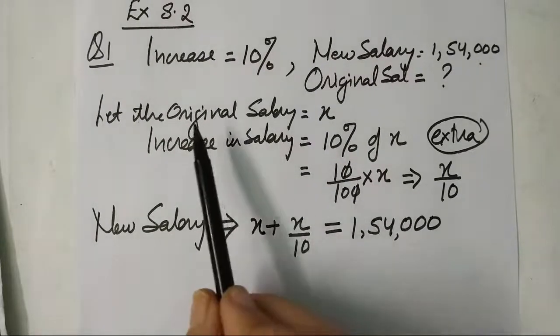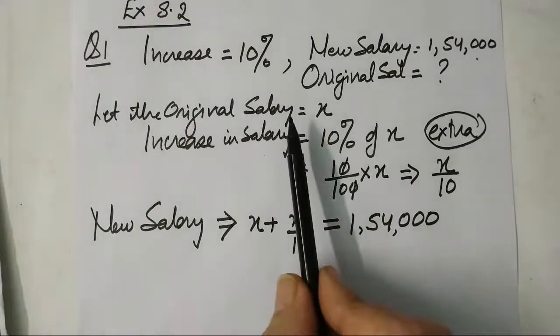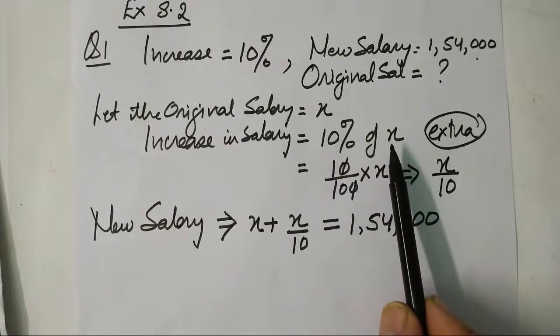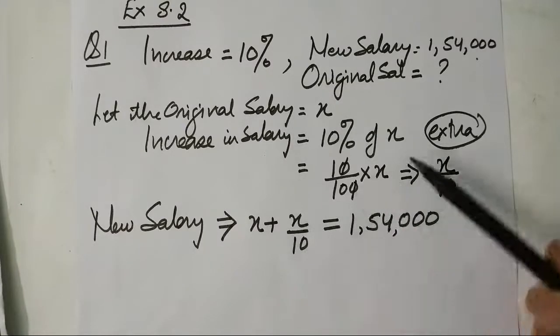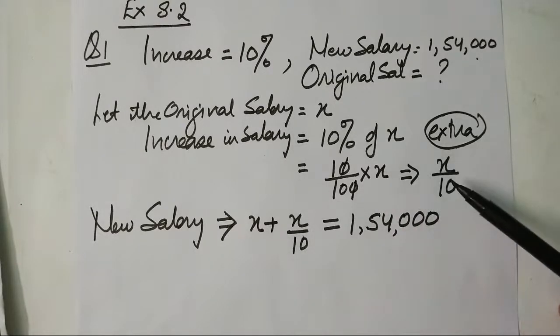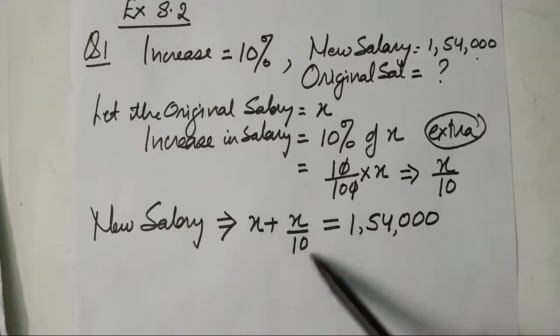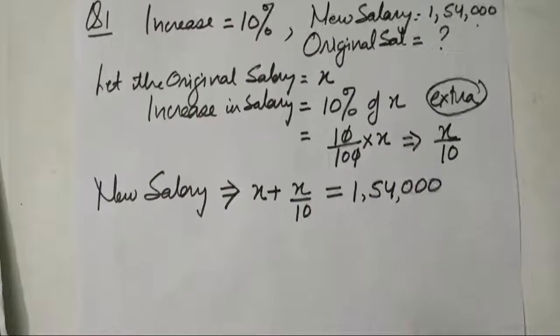Now why have I written that this plus this is equal to this? Because I have written let the original salary be X rupees, and some 10% more he gets, so it will be 10% of X, which will be added to this. So 10% of X becomes X upon 10, which is added to X, and this is the new salary, which is equal to 1,54,000 given in the question.